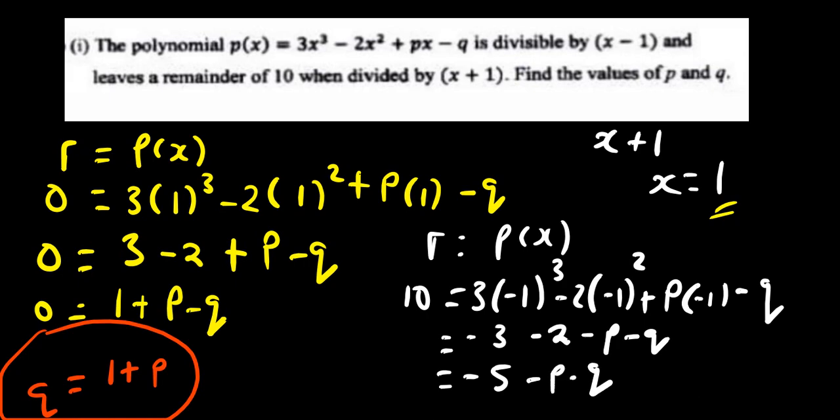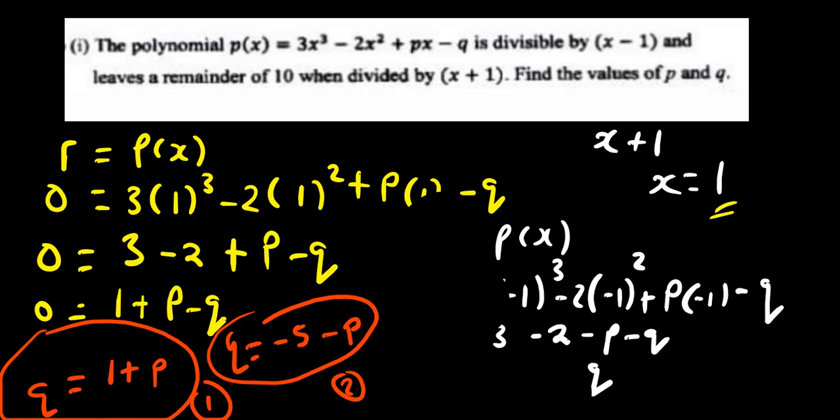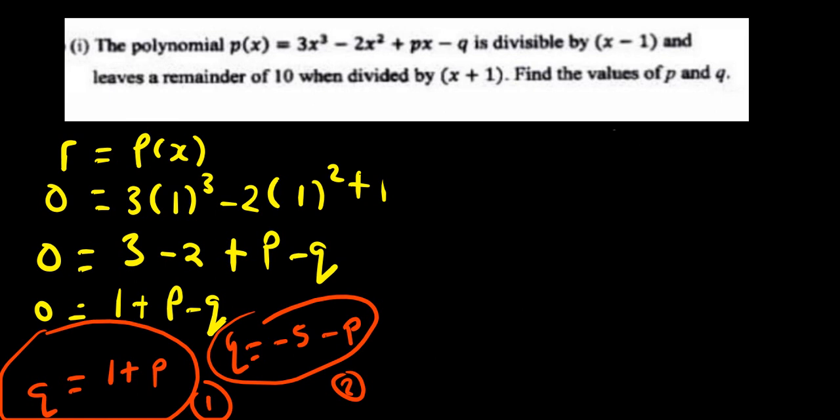We can also make q the subject. We take it to the other side and it becomes positive. When we do that, we have another expression: q equals negative 5 minus p. Let's call this one equation 2 and the other equation 1. Now that we've got two equations, what are we going to do? Let's solve them simultaneously.